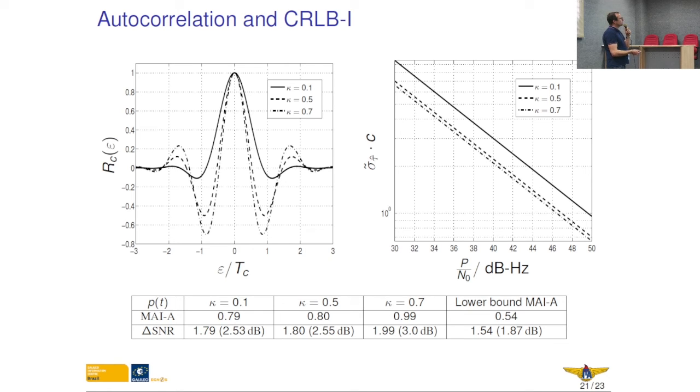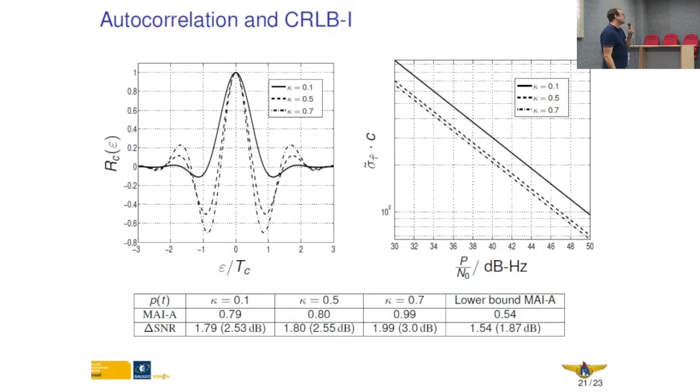Here below, I also plotted the intra multiple access interference values compared to the absolute lower bound, the sinc pulse. And we can see that for higher kappa, this interference is growing, but not really significantly. The delta SNR is growing from 2.53 dB to 3 dB.